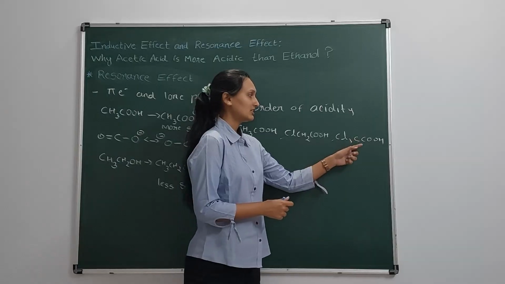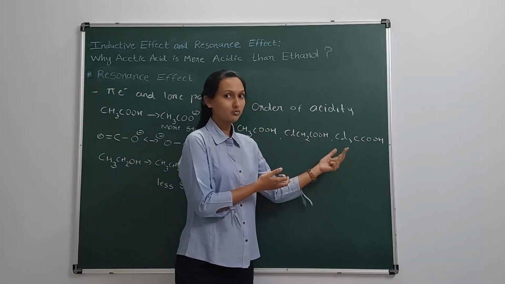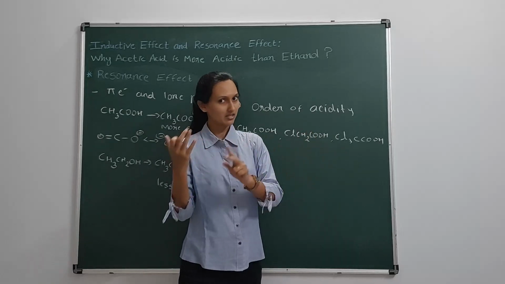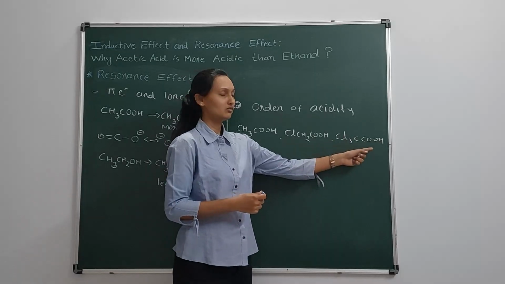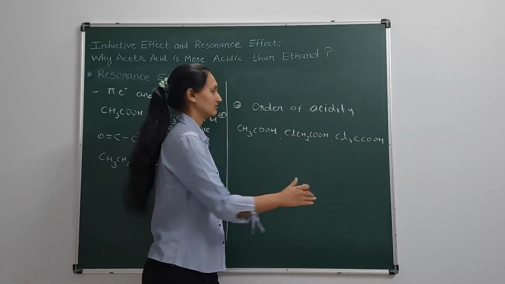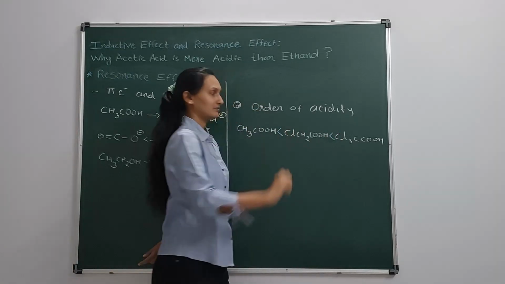In CCl3COOH, there is a larger number of chlorine groups. It means chlorine shows minus I effect. So more minus I effect is why CCl3COOH shows more acidity. So the order of this is CH3COOH < ClCH2COOH < Cl3CCOOH.